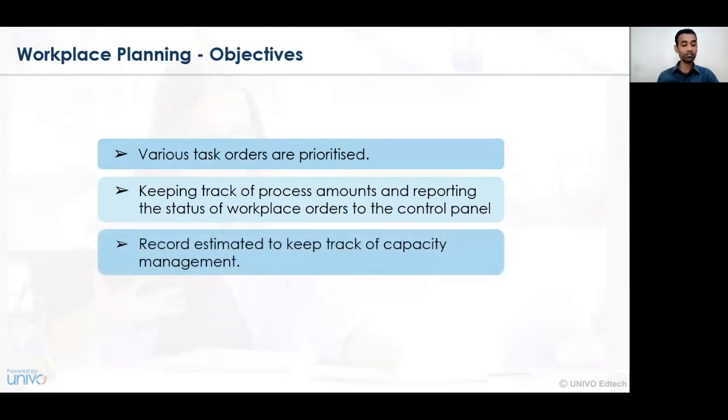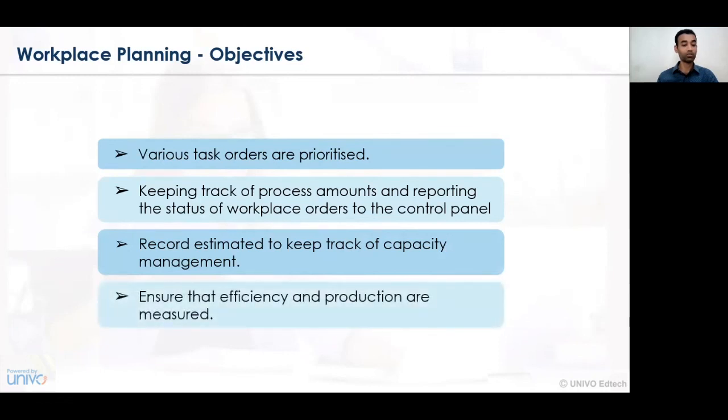Record estimates to keep track of capacity management. Based on the management of a certain capacity, one has to see how the records have been maintained and whether they are maintained effectively or not. Fulfillment of such objectives also needs to be taken into consideration. Ensuring that efficiency and production are measured: at every stage we need to measure the efficiency of production, and we also have to see whether the targets or the project goals are being met by the organization or by the respective departments.